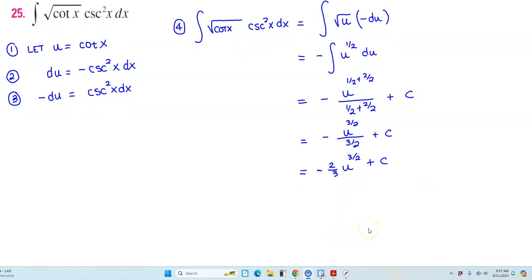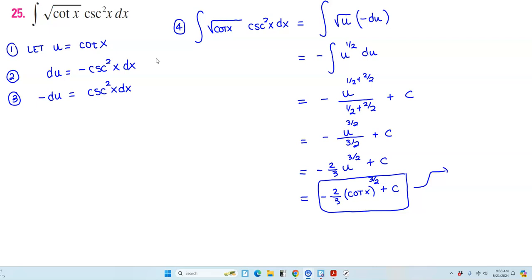Okay, and now what do we substitute for u? Well, going back to step number 1, we're going to substitute that to be the cotangent of x. So therefore, this is going to equal negative 2/3 times the cotangent of x to the power of 3 over 2 plus c. And so therefore, this is our result.